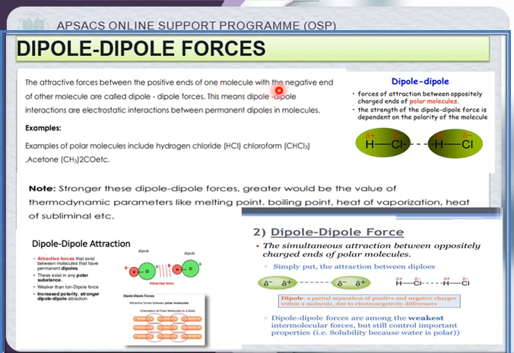The strength of the dipole-dipole force depends on the polarity of the molecules. The stronger these dipole-dipole forces, the greater would be the values of thermodynamic parameters like melting point, boiling point, heat of vaporization and heat of sublimation. It means a strong force of attraction between the two different dipoles gives strong values for melting, boiling and heat of vaporization.